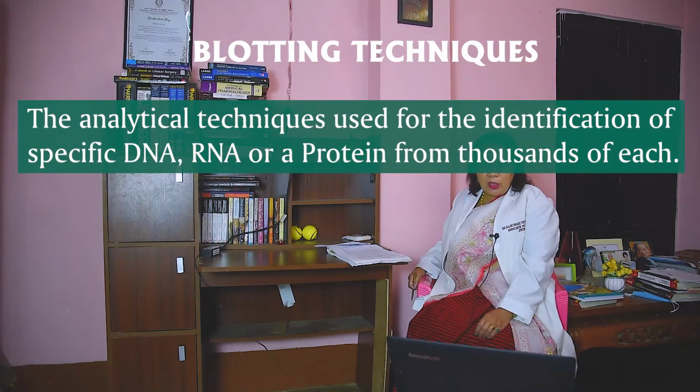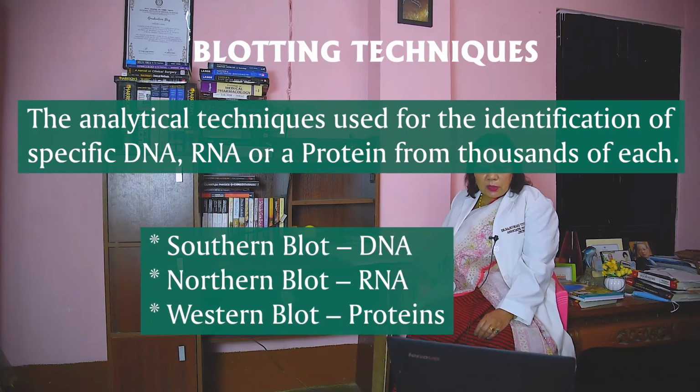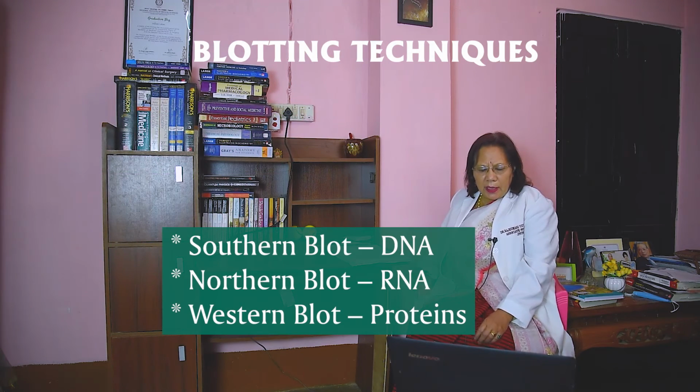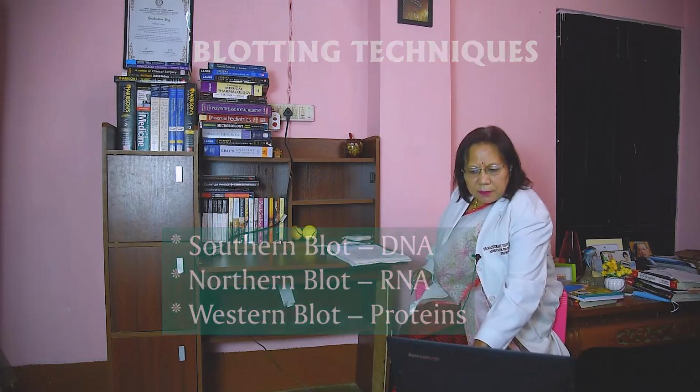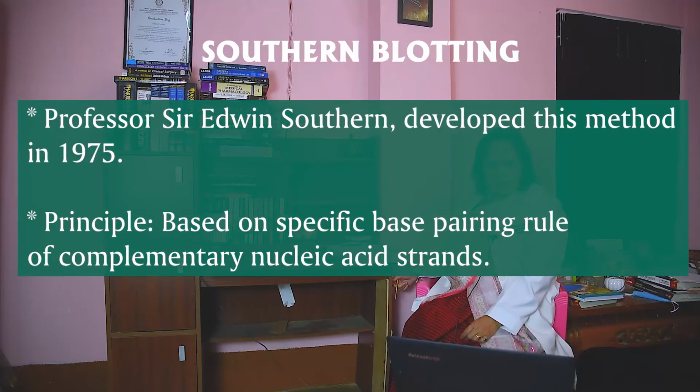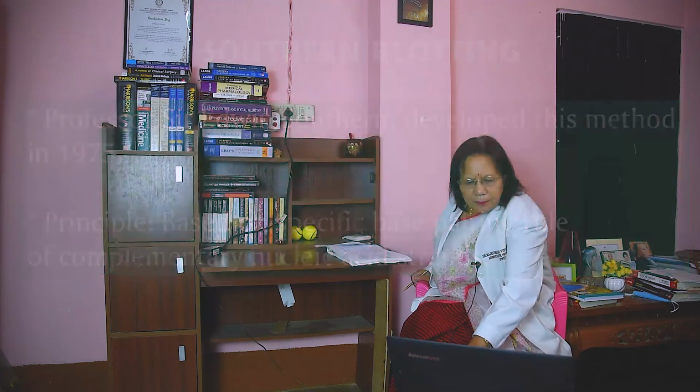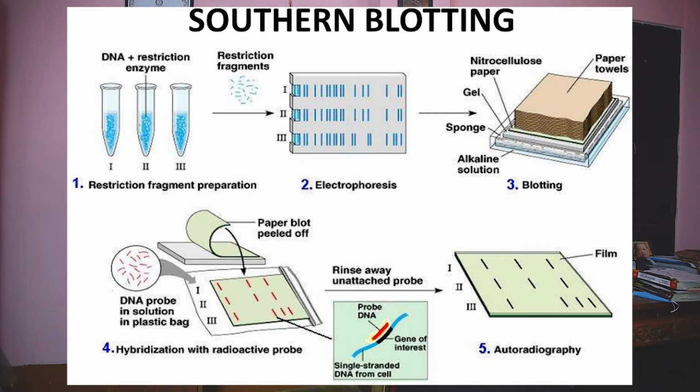Then what are the blotting techniques? It is an analytical technique used for the identification of specific DNA, RNA, or protein from thousands of others. There are different types of blotting techniques: Southern blotting for DNA, Northern blotting for RNA, and Western blotting for proteins. Southern blotting: Professor Sir Edwin Southern developed this method in the year 1975. The principle is based on the specific base pairing rule of complementary nucleic acid strands. This diagram shows the steps of how Southern blotting takes place.